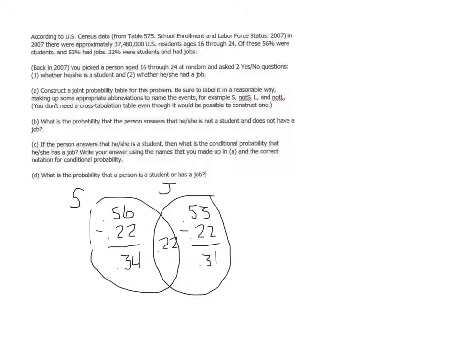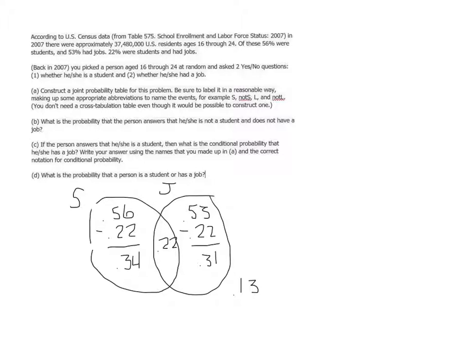So now if we add up all of these numbers, 34%, 22%, and 31%, they add up to 87%. So where are the other 13%? Because of course we know this represents 100% of the people in the year 2007. Well, the other 13% must be out here, those people who are neither students nor have jobs.